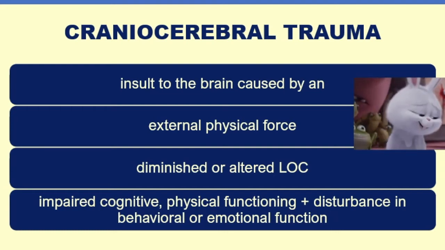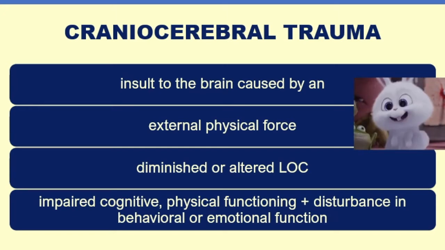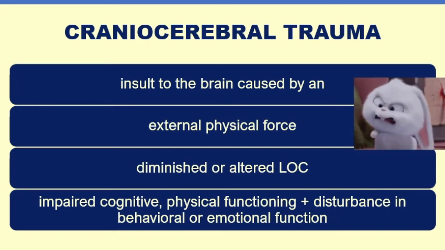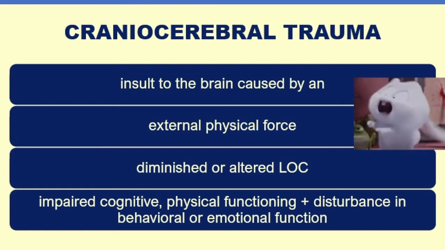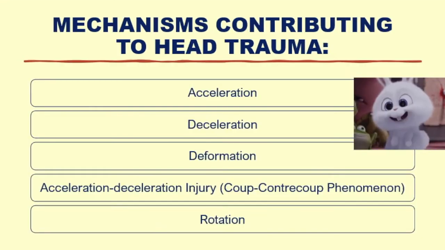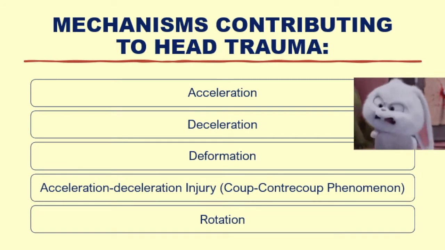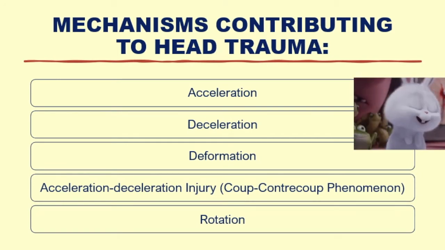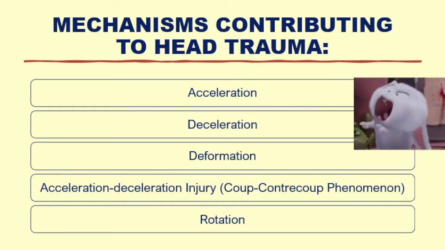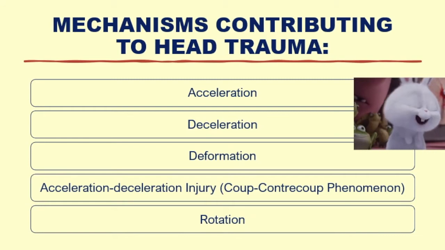Okay, the signs and symptoms are still related to your diminished or altered level of consciousness, and that would still be dependent on the part which is affected during the impact. Now, there are several mechanisms contributing to head trauma. It could be in the form of acceleration, deceleration, deformation, and then you also have what you refer to as the coup counter coup phenomenon or injury. And then we may also have rotation. Okay, let's discuss them one by one.